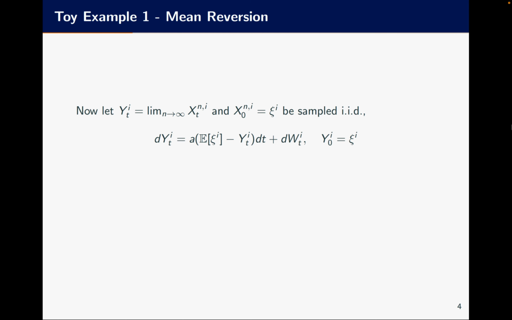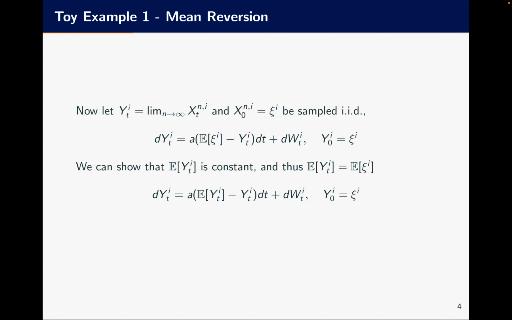And let the starting initial conditions for each x be sampled IID from xi of i. Substituting this in results in the following. We can then show that the expectation of y sub t of i is also constant with respect to t, and thus the expectation of y sub t of i is equal to the expectation of the initial random variable xi of i. Thus, we replace it and we get this. This is our first McKean-Vlasov SDE.